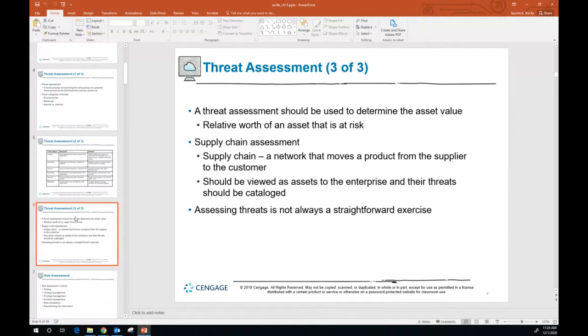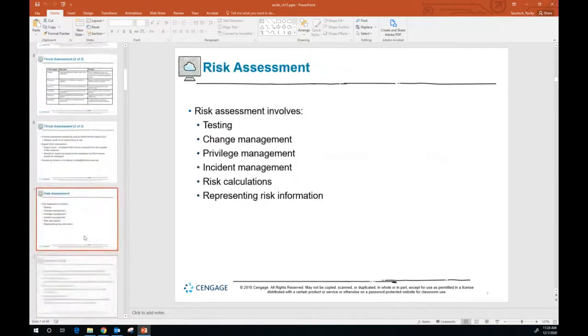Threat assessment is something that should be done to determine the asset's value, and it looks at the relative worth of an asset that is at risk. You also need to do a supply chain assessment. A supply chain is a network that moves product from a supplier to the consumer. This should also be viewed as an asset to the enterprise, the organization, and its threats should be cataloged. Now, this is something that's not always going to be a straightforward exercise when you're assessing the threats.